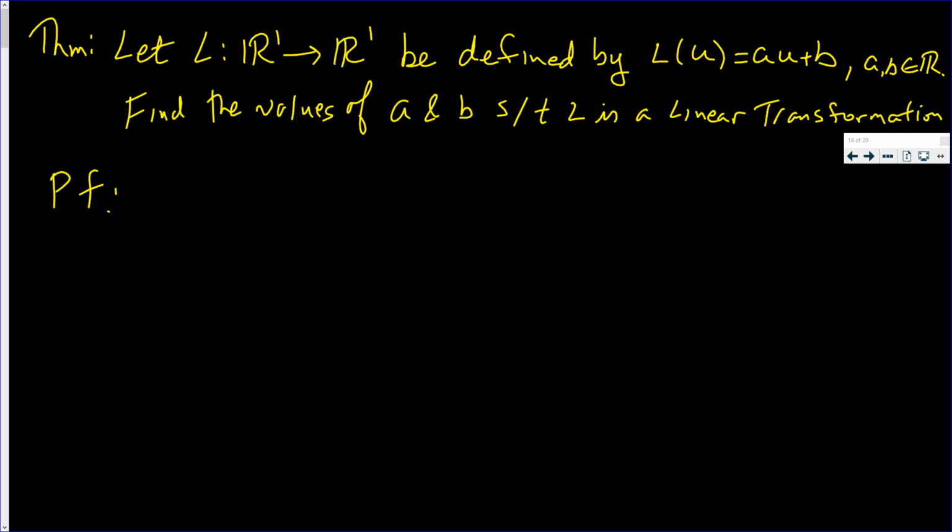Let L be a mapping from the reals into the reals, defined by L of u is a scalar multiple of u plus a constant. A and B are real numbers. So we want to find the values of A and B such that L is a linear transformation. So how about we apply the definition of linear transformation.